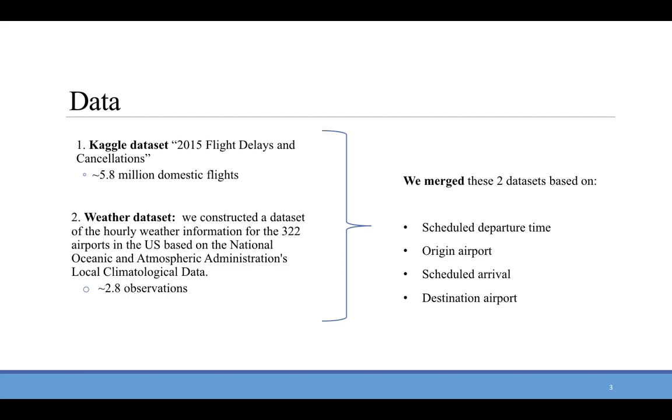Then, we merged these two datasets based on the scheduled departure time and origin airport, as well as based on the scheduled arrival and destination airport. Once we filtered the observations for the Pittsburgh Airport, we remained with 52,500 observations.